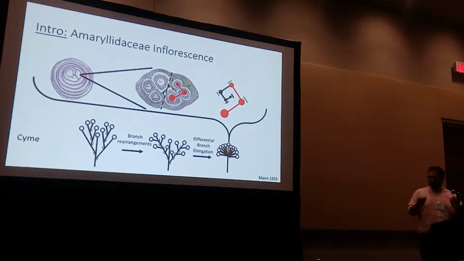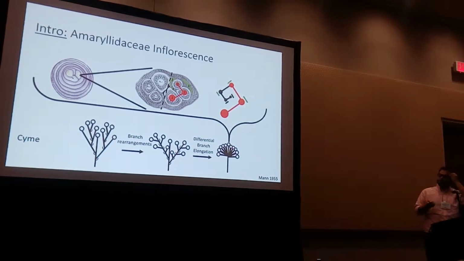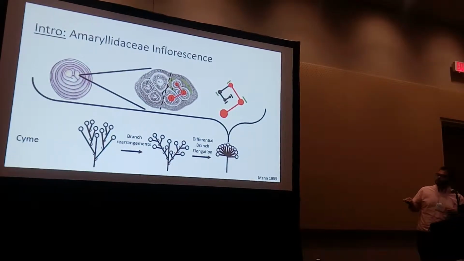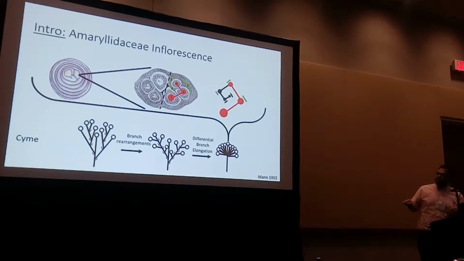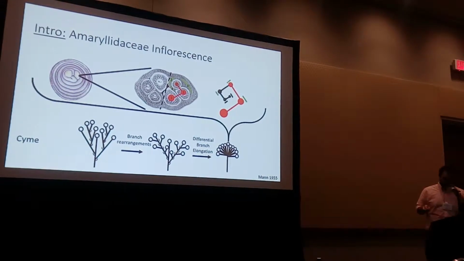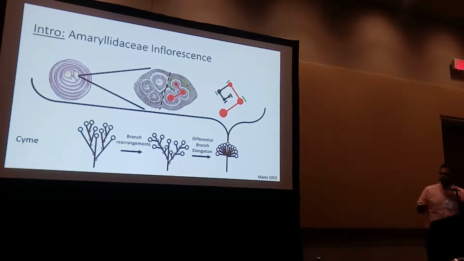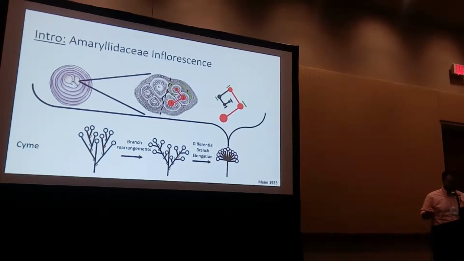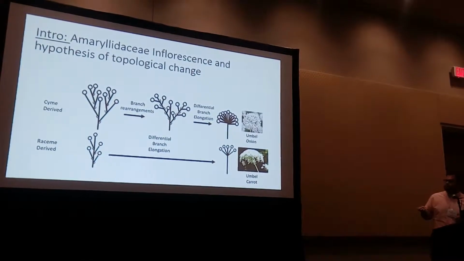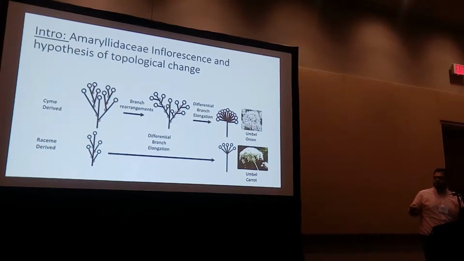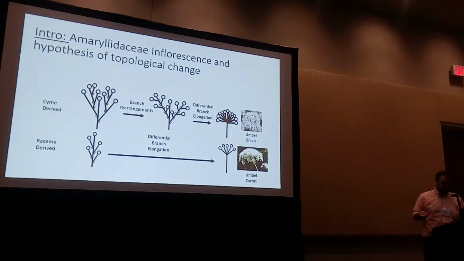Here's a little schematic of that. Early botanists conjectured that the way you'd arrive at this highly condensed structure is by coming from a cyme-derived ancestor that had a branch rearrangement followed by differential branch elongation. So here we have a hypothesis of topological change that's specific to this family. However, umbels are a convergent trait in plants, and we see them in other families like the carrot family. Here it is thought that they arise from a raceme-derived ancestor that just had differential branch elongation.